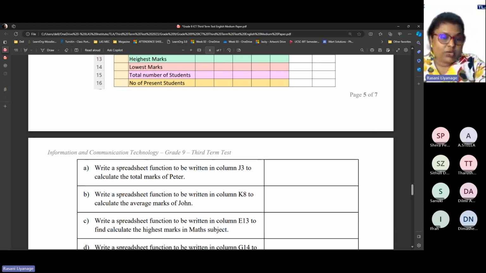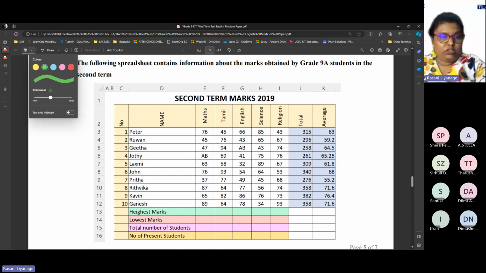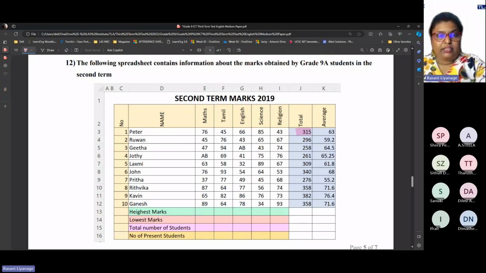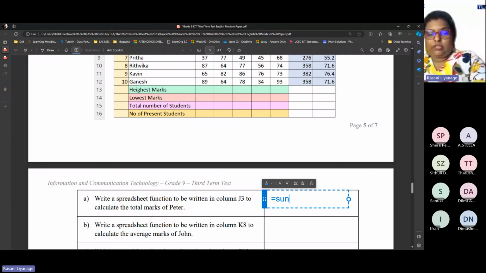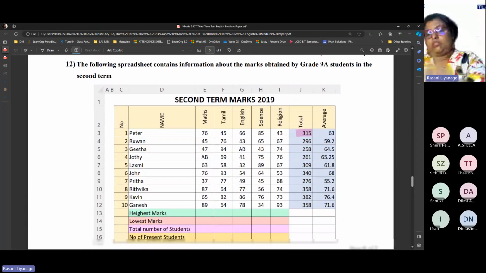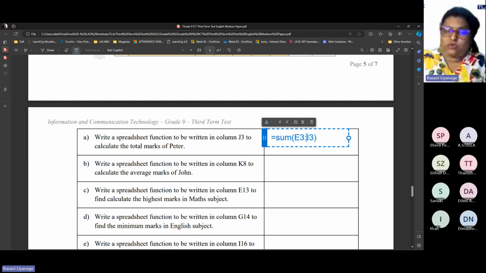J3 to get the total of Peter. Peter's total is here in J3. How do we get it? We can write a function. Equals SUM, E3 to I3. Equals SUM, E3 colon I3.